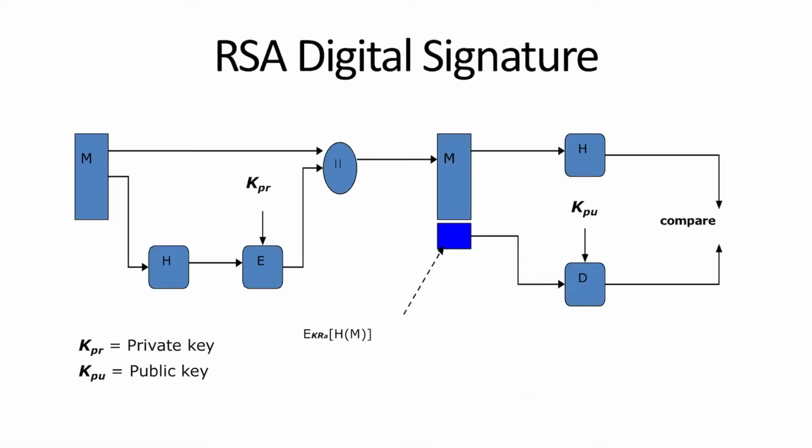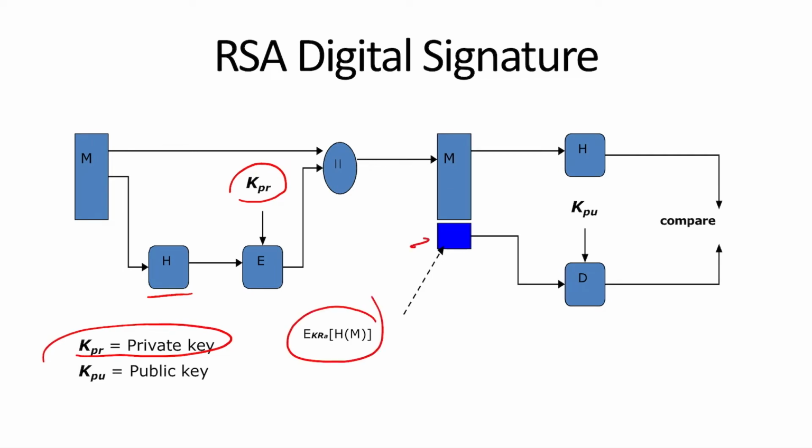This figure shows how to calculate and verify RSA-based digital signatures. To calculate the digital signature, we first calculate the hash value on the message and then encrypt the hash value using the sender's private key. The resultant ciphertext is our digital signature, shown here in bright blue. We can append the digital signature to the message and then send them over to the receiver or whoever has to verify the digital signature.